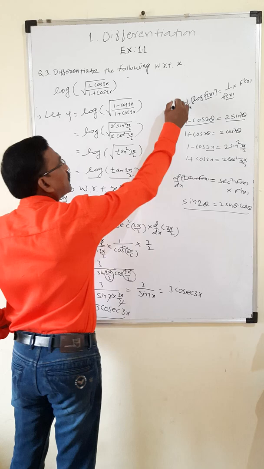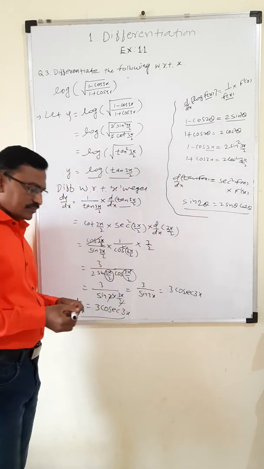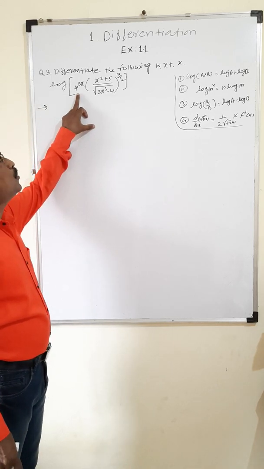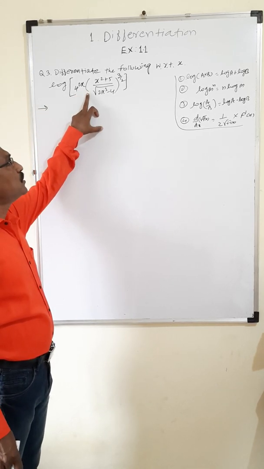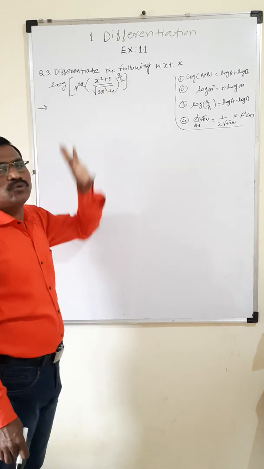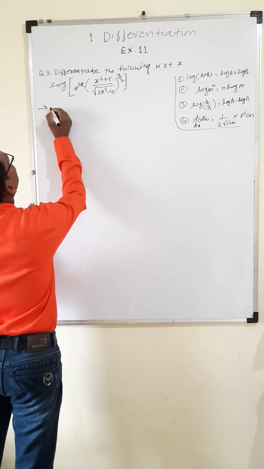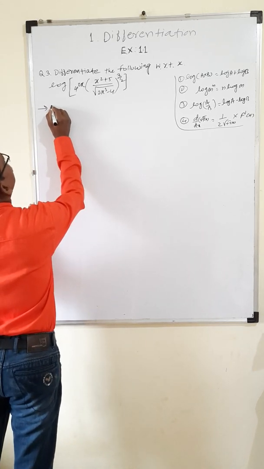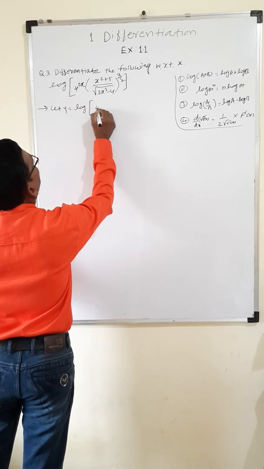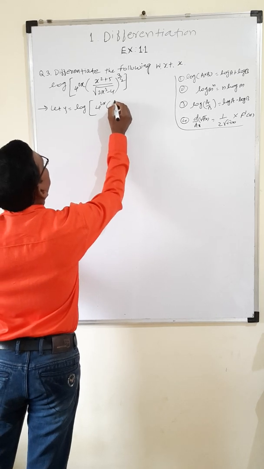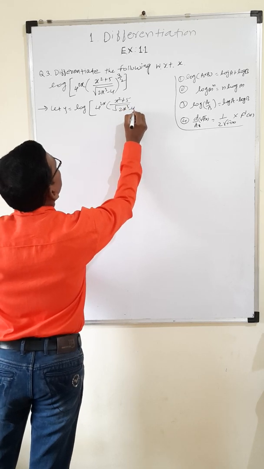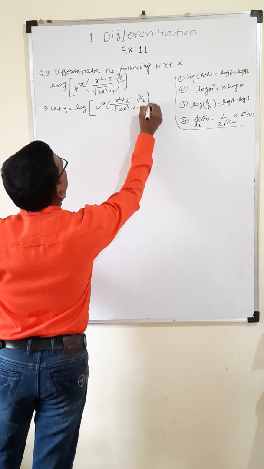Now we take the next example: log of 4 to the power 2x into, in the bracket, x square plus 5 divided by root of 2x cube minus 4, to the power 3 by 2. Let y equal to log of 4 to the power 2x, x square plus 5 divided by root of 2x cube minus 4, to the power 3 by 2.